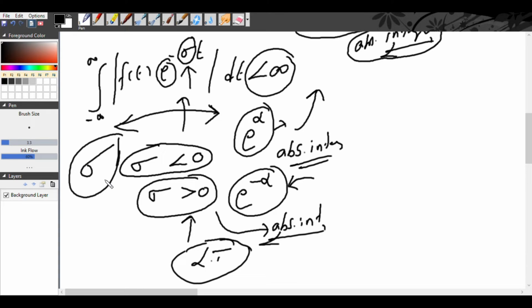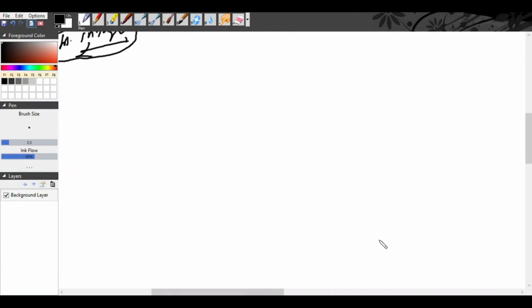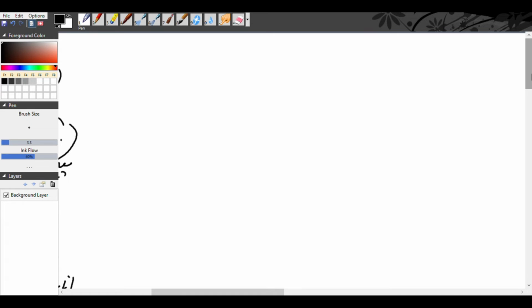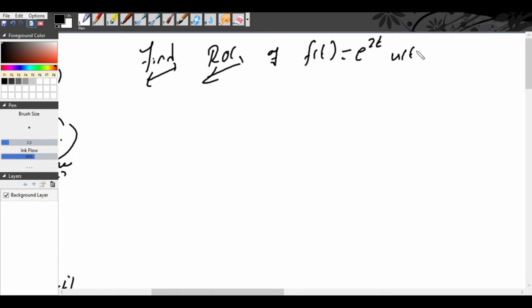So let's try to move on. Maybe we can understand and appreciate this by looking into a problem. Find the region of convergence of f of t is equal to e power 2t u of t. What is region of convergence? Region of convergence is a place where the Laplace transform exists. That is, absolutely integrable.